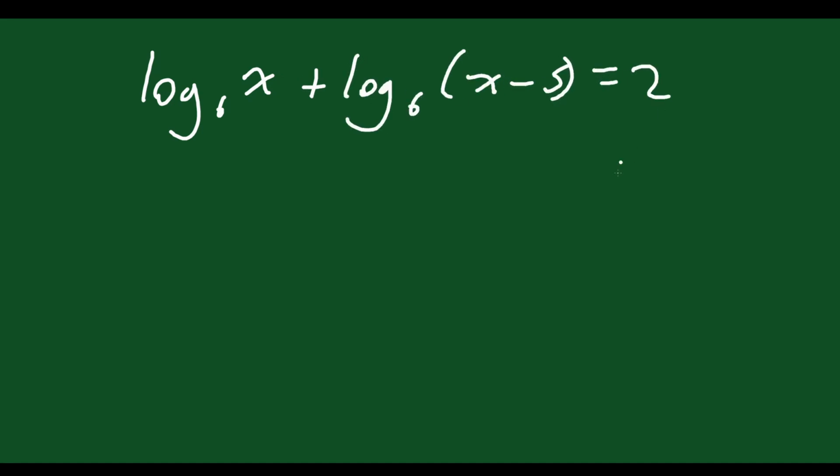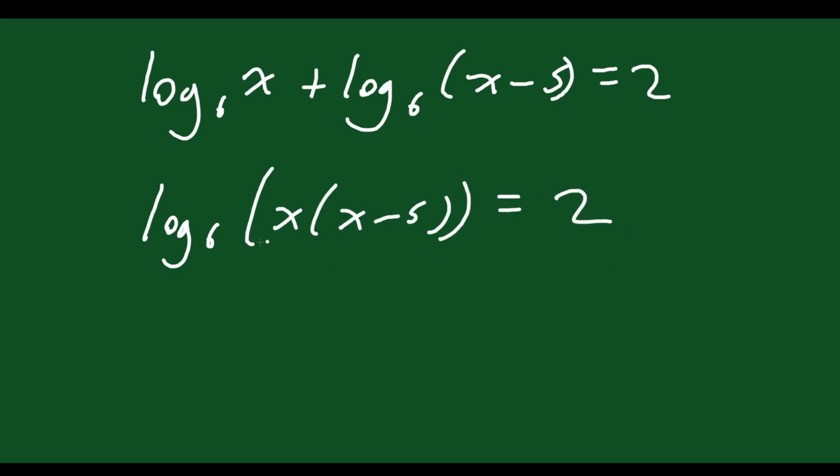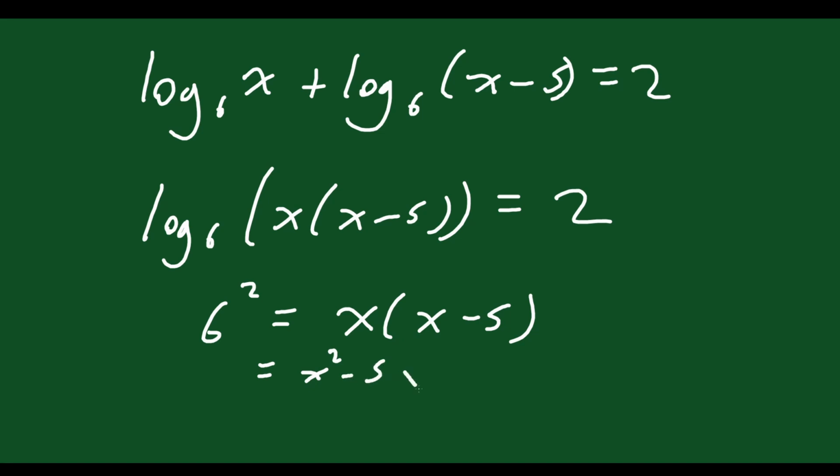Let's say I have log base 6 of x plus log base 6 of x minus 5, and that's equal to 2. Well, this is another product rule, so you could have log base 6 of x times x minus 5 equals 2. Rewrite as an exponent. 6 squared equals x times x minus 5. And what you're going to get here is a little quadratic actually, because you're going to multiply out this right side. You'll get x squared minus 5x. You can bring that 6 squared to the right, which is really 36, so minus 36, set it to 0.